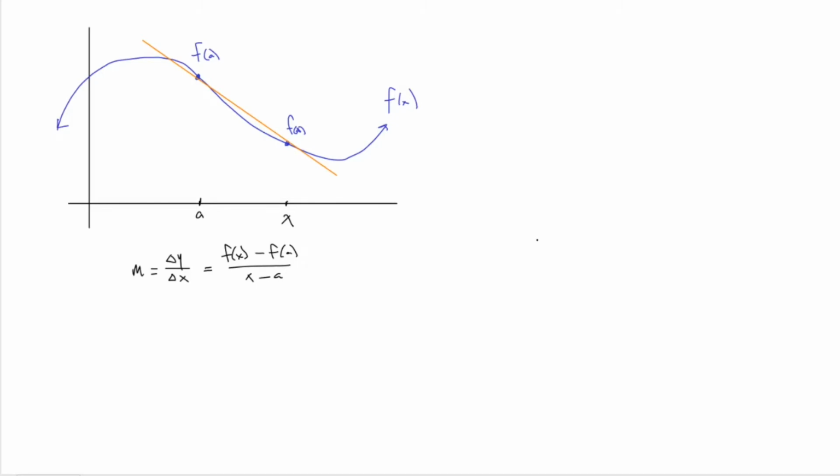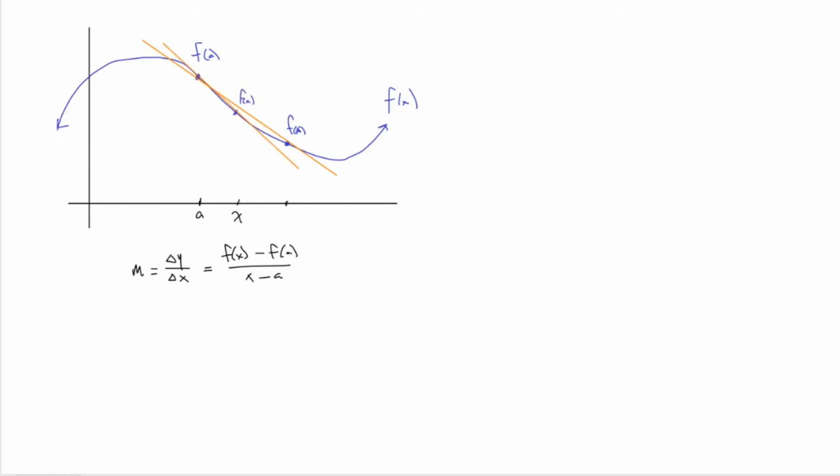And you can think of this as an approximation for the tangent line to this curve at x equals a, but it's a particularly lousy approximation. And if we want a better approximation, one thing we could do is move x closer to a.